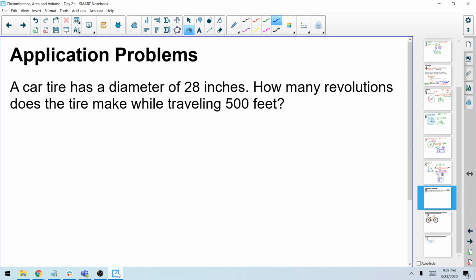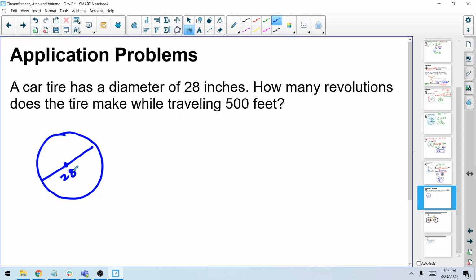Okay, everyone, last part of today's lesson are some application problems. So, we have a car tire has a diameter of 28 inches. How many revolutions does the tire make while traveling 500 feet? So, I'm going to start with a picture. We have a car tire. It says we have a diameter, which means the whole way across, of 28 inches.